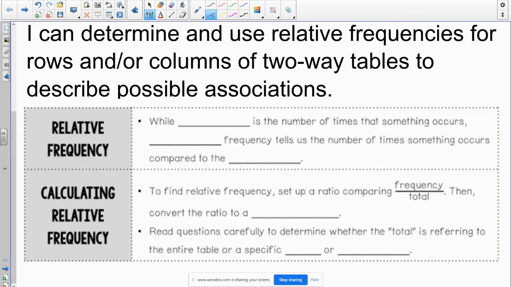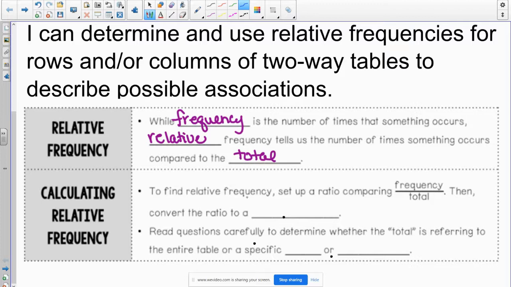So we'll define it here for you. While frequency, like we talked about in the last learning target, is the number of times that something occurs, relative frequency tells us the number of times something occurs compared to the total. So frequency is like if I surveyed the number of males in here, the frequency is how many males are in here. But relative frequency is the number of times it occurs compared to the total. So how do you mathematically find that?